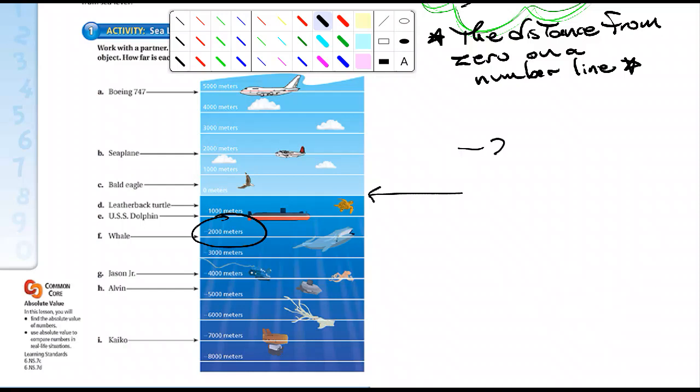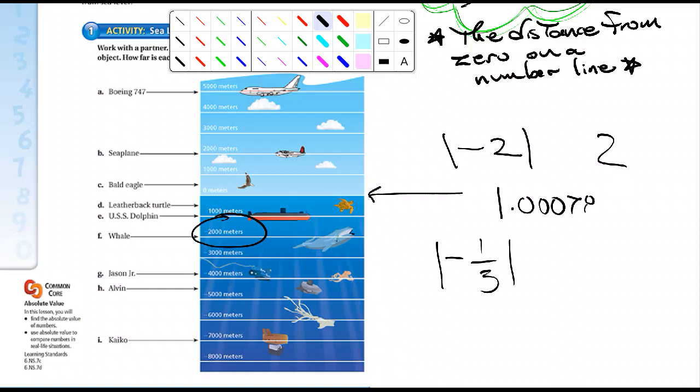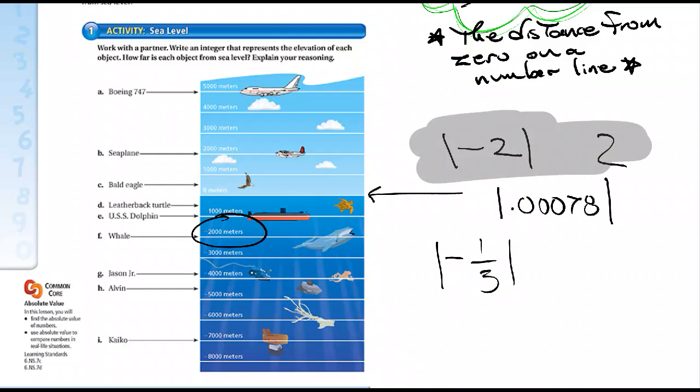What's the absolute value of negative 2? 2. What's the absolute value of negative 1/3? 1/3. What's the absolute value of 0.00078? 0.00078. It's always positive. And once you understand that, it's going to be smooth sailing from here on out.